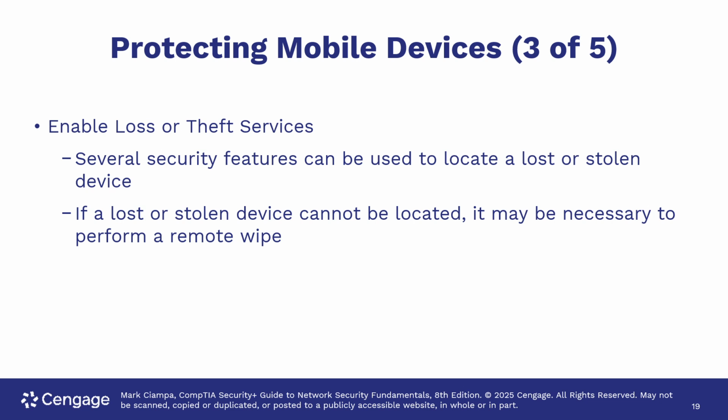You can enable loss or theft services. Several security features can be used to locate a lost or stolen device. If a lost or stolen device cannot be located, it may be necessary to perform what's called a remote wipe, because you don't want them to get your contacts and other information. You can either have it set up with the carrier, and they can send out a signal to basically reset the phone back to factory default so nobody can get access to your information.